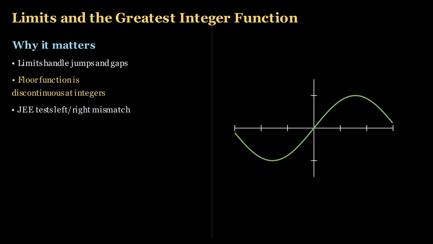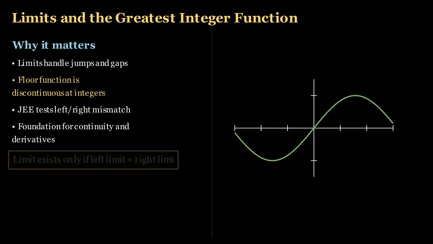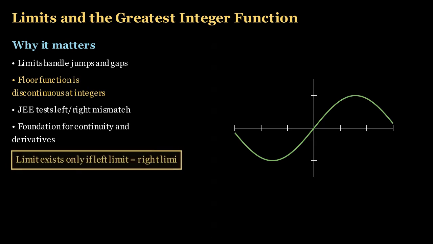More importantly, this idea of checking both sides is the bedrock for understanding continuity. A function is continuous only if the limit equals the function's value, and for derivatives, which are limits themselves. If you can master limits with the floor function, you can handle any piecewise or jumpy function they throw at you. Let's derive this from the staircase picture.